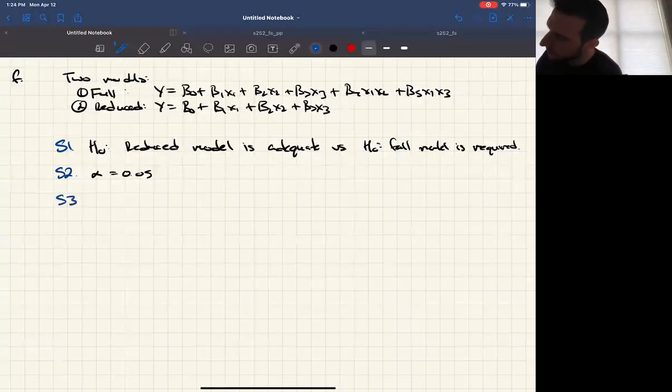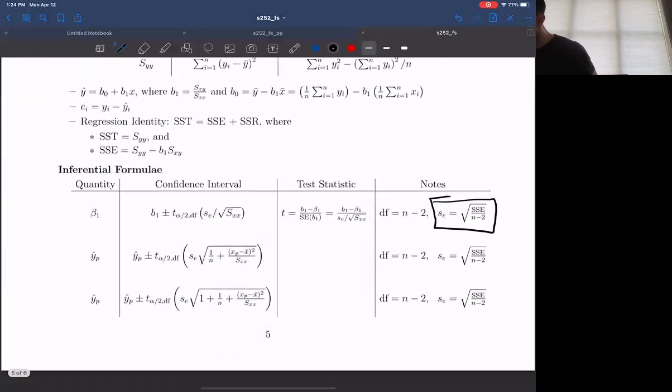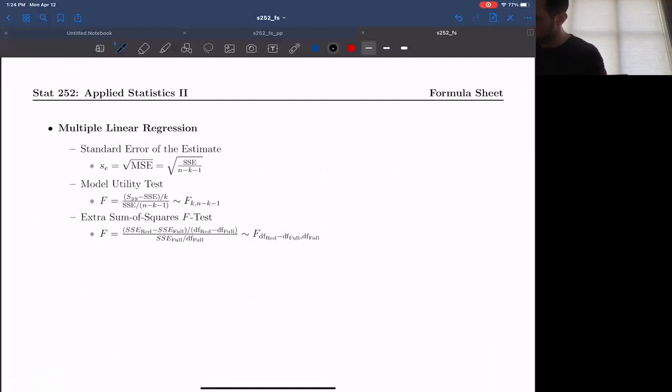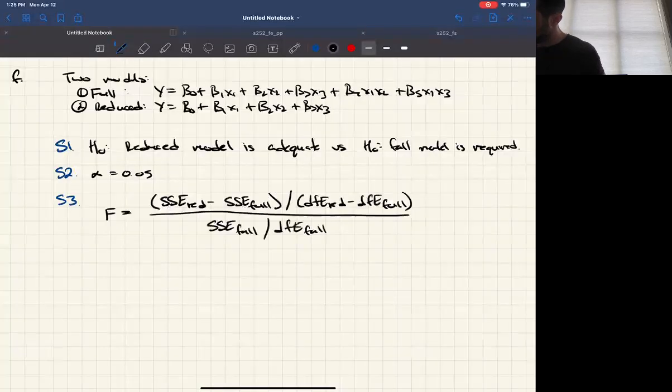All right, on step 3, we have our test statistic, which is going to be the sum of squares error for the reduced minus the sum of squares error for the full, divided by the DF error for the reduced minus the DFE for the full, divided by the SSE for the full divided by the DFE for the full. I never can remember this formula for some reason. Okay.